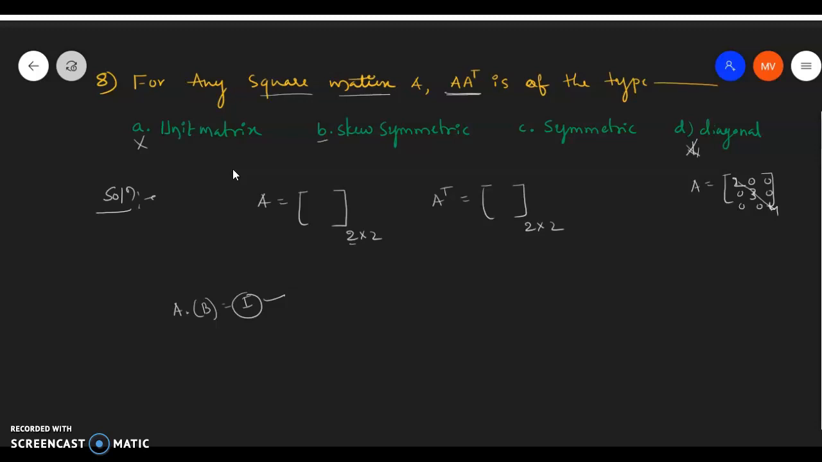Now my option will be either B or C. When we call a matrix symmetric: if A is a matrix said to be symmetric, then A must be equal to A transpose. And if a matrix A is equal to minus of its transpose, then it is called skew symmetric. This is the condition for symmetric.